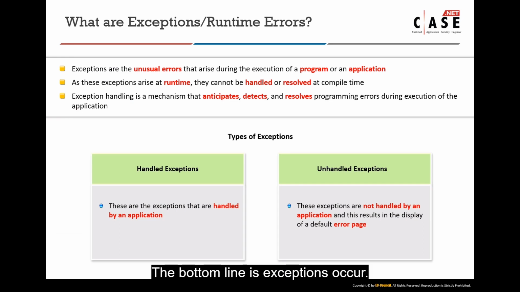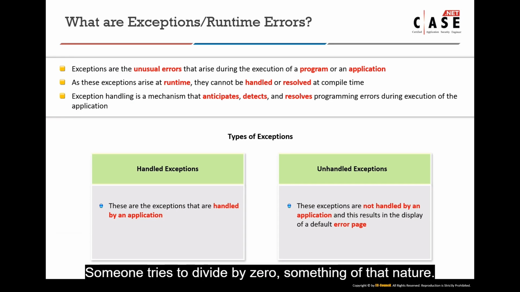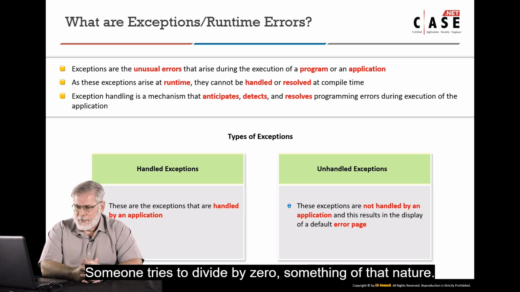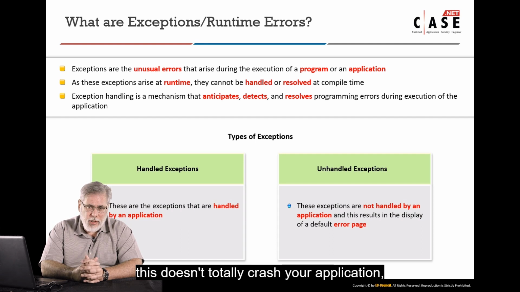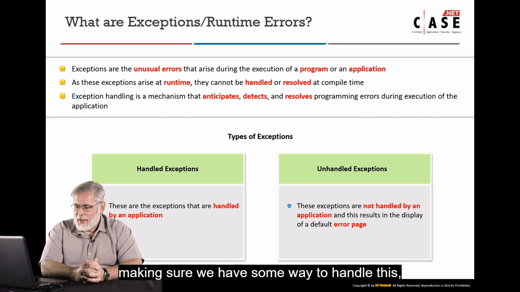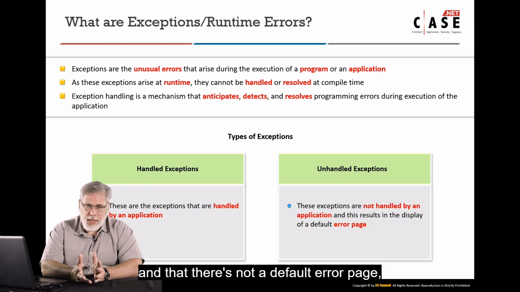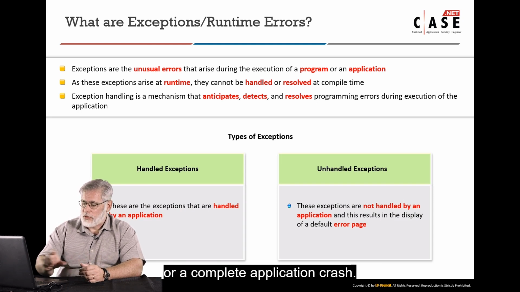The bottom line is exceptions occur. Errors happen. Someone tries to divide by zero, something of that nature. Exception handling is all about ensuring this doesn't totally crash your application, making sure we have some way to handle this and that there's not a default error page or a complete application crash.